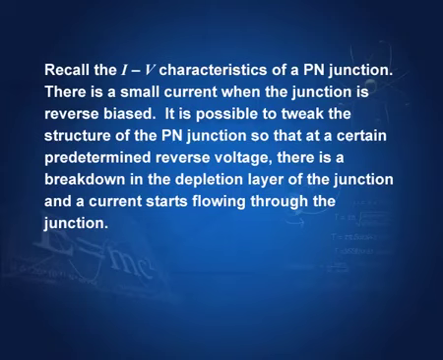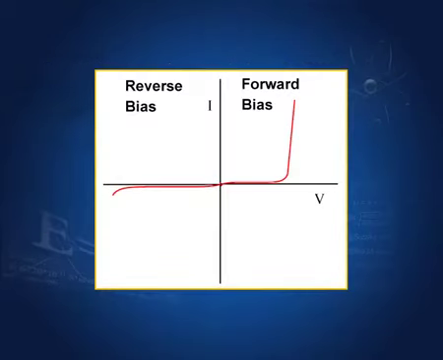It is possible to tweak the structure of the p-n junction so that at a certain predetermined reverse voltage there is a breakdown in the depletion layer of the junction and a current starts flowing through the junction. When this is not done, the current is very small, but you can structure the diode in such a way that at a certain potential there is a breakdown in the depletion layer and the current starts flowing. The device in which this is done is known as a Zener diode.